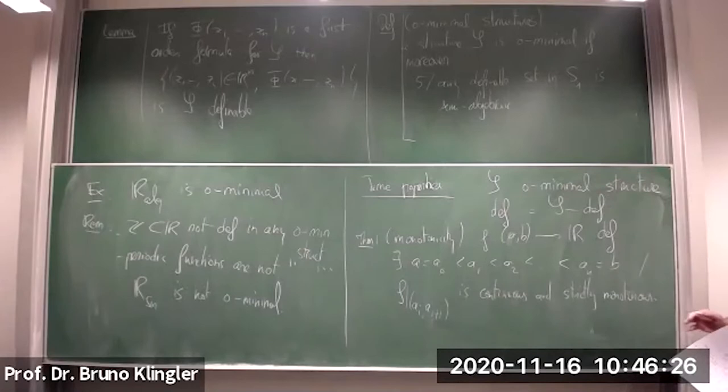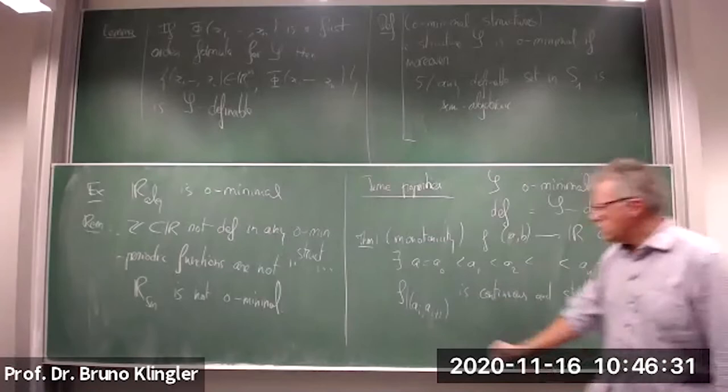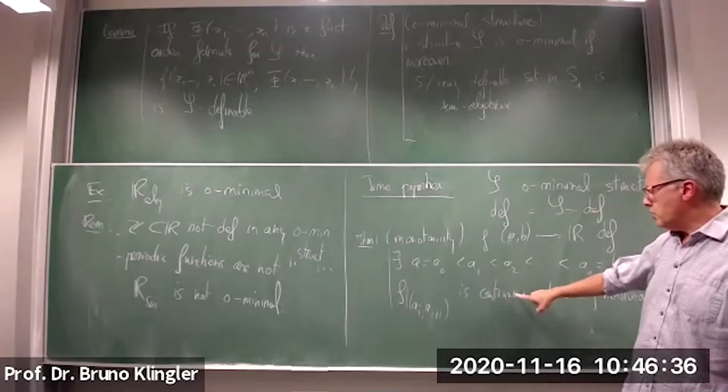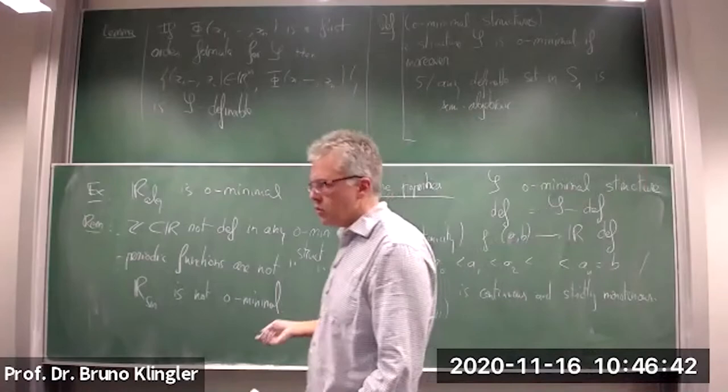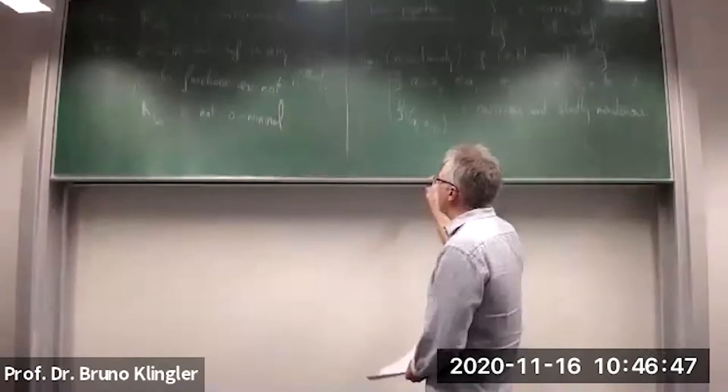So these functions are kind of nice, they are just the simplest kind of function you can imagine. Let me make a remark here: you could replace continuous by C^p for any finite p. But it's not always the case that you can assume that f is smooth. There exists an o-minimal structure where this is not the case, although the ones that we use, in fact, always admit functions that are smooth.